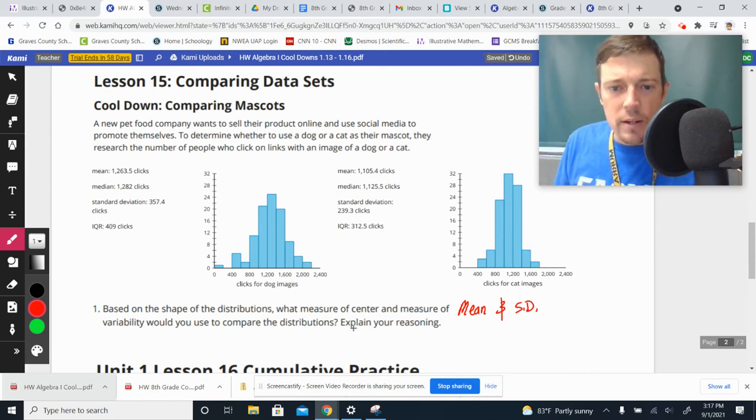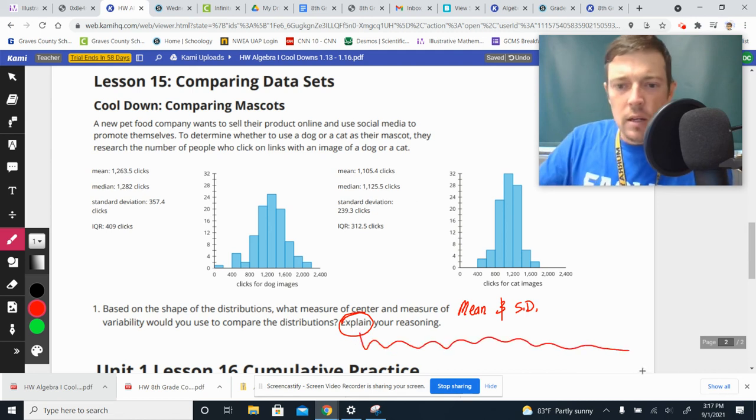And make sure that you give your reasoning for that, because the shape of the distribution is symmetrical, and mean and standard deviation are appropriate to use whenever you have that symmetry going on. So make sure you add that explanation down here. I'm not going to write that down. You can do that yourself and listen to the video.